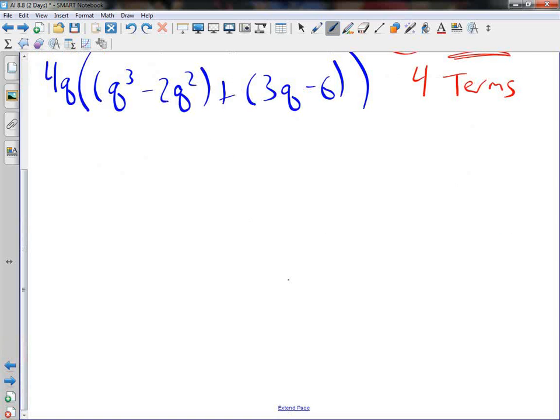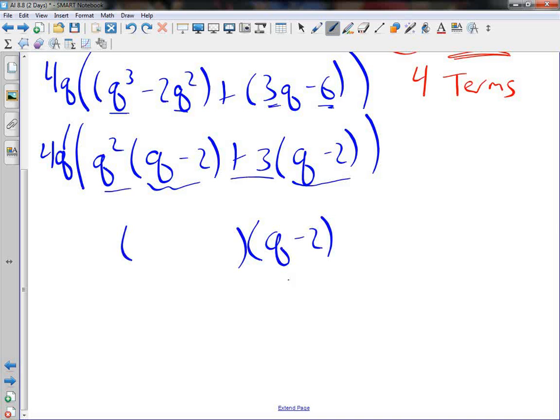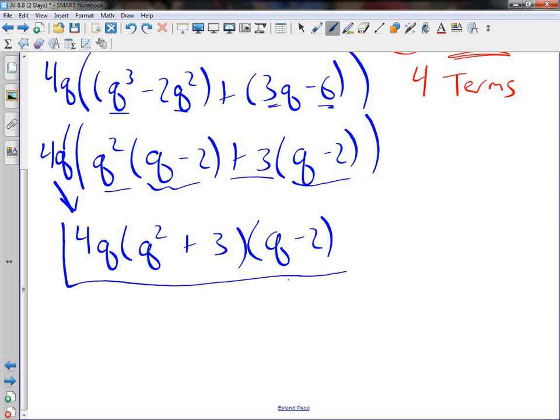Let's get a little working space. What's in common, right? What's in common for these first two is Q squared, leaving me with Q minus 2. Over here, what's in common is the 3. So I need to pull out the 3, and then I get Q minus, look at that, 2. Same terms, we can group those together, Q minus 2. In the front, it's going to be Q squared plus 3. And 4Q goes along for the ride. That is the factored form of that original quintic polynomial.